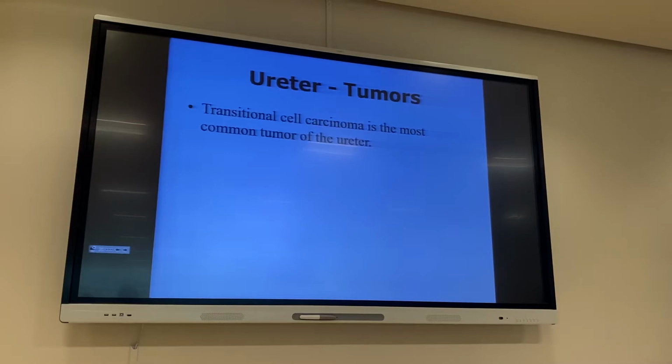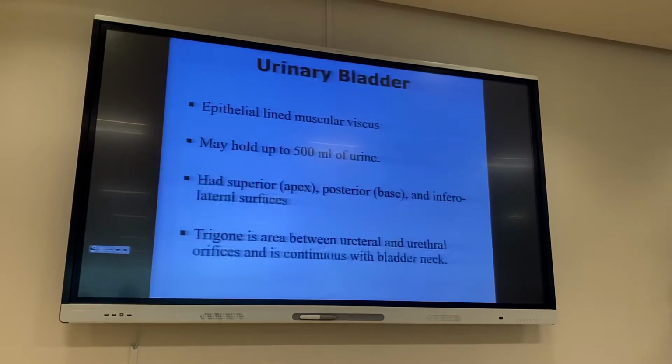We used to call it transitional cell. Now the proper name is urothelial carcinomas. Now coming to the urinary bladder. The urinary bladder is a viscous muscular organ that is lined by 3 layers of muscle.